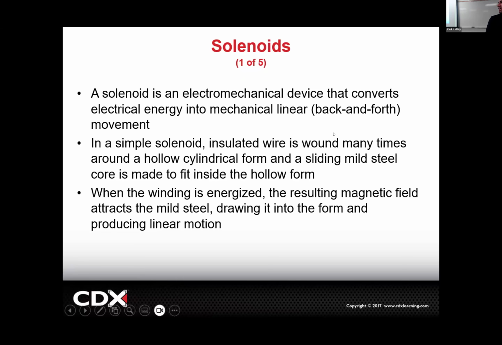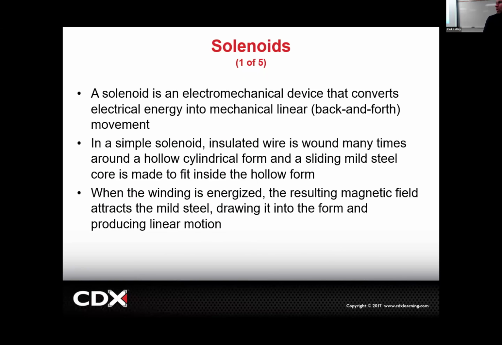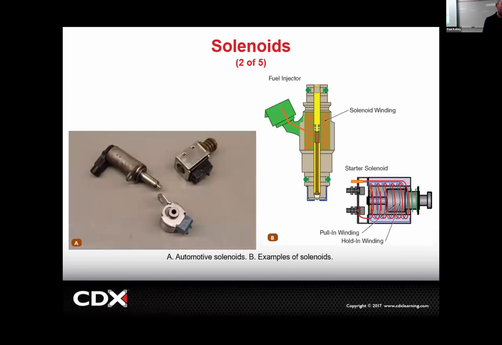So we'll have insulated wire that's wound many times around a hollow cylindrical something, like around the lock rod, but probably more realistically, if you look at one of these, this is an example of a shift solenoid. This is actually a VVT solenoid, probably an OCV valve. This is an injector, right? We're going to have a winding around a metal object that's going to make it move. When the winding is energized, the resulting magnetic field attracts the mild steel, drawing it into the form and producing a linear motion. That's a lot of words. Let me show you how it really works.